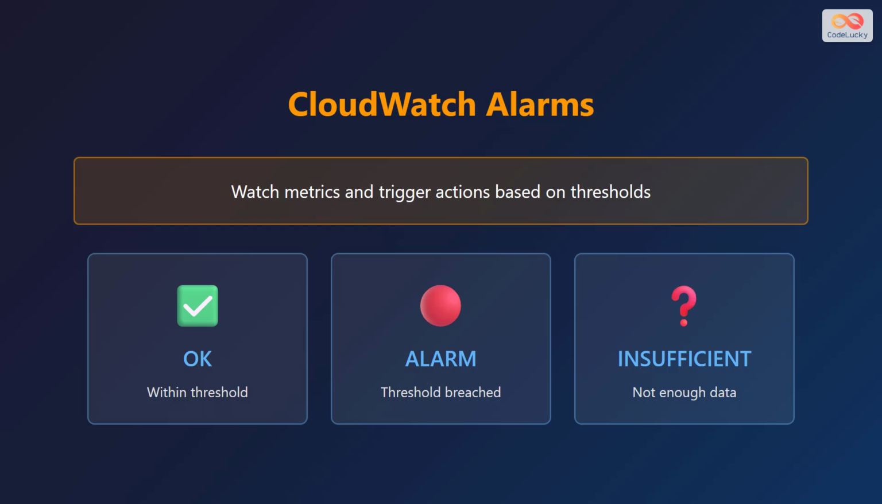CloudWatch Alarms are your automated watchdogs that monitor metrics and trigger actions based on thresholds you define. Every alarm exists in one of 3 states. The OK state means everything is within your defined threshold and working normally. The alarm state indicates that the threshold has been breached and action may be needed. The insufficient data state means CloudWatch doesn't have enough data points yet to determine the alarm's status. When an alarm enters the alarm state, it can automatically send notifications, trigger auto-scaling actions, or execute other automated responses.